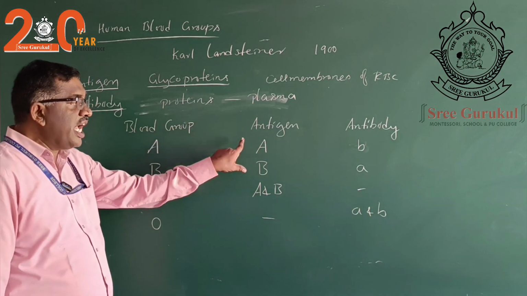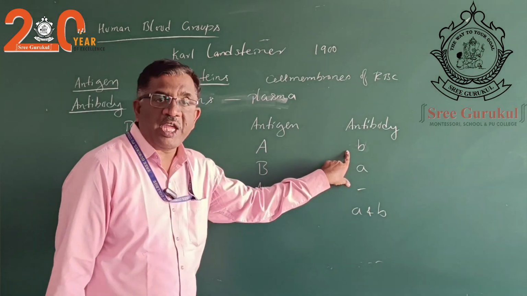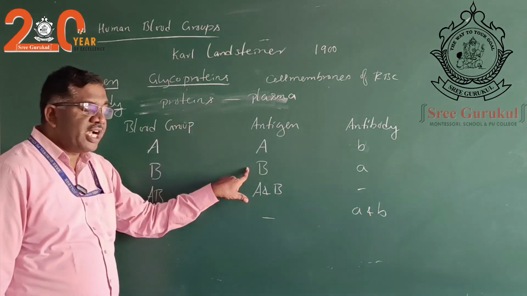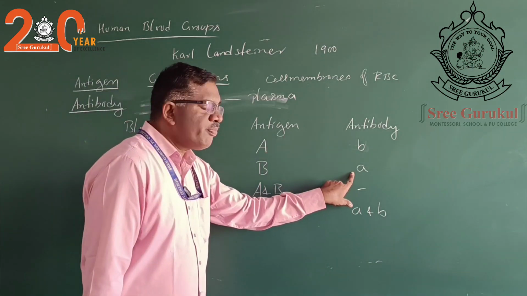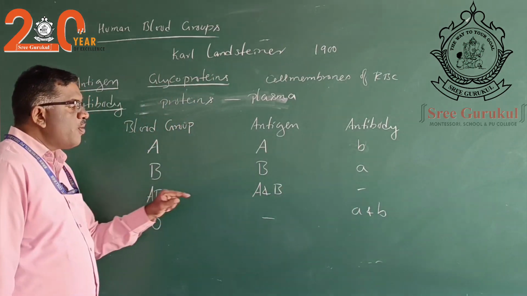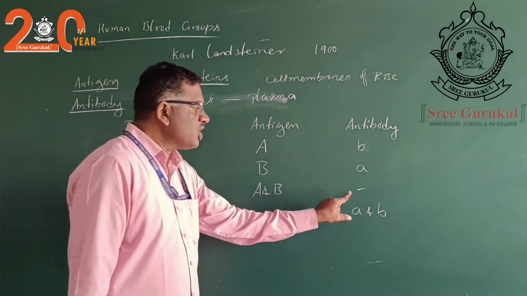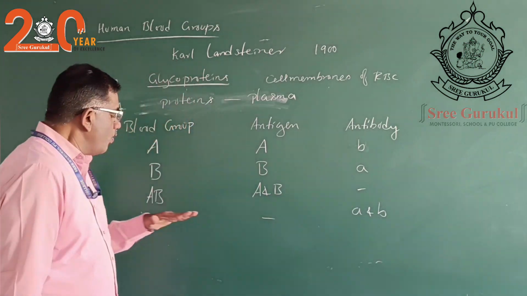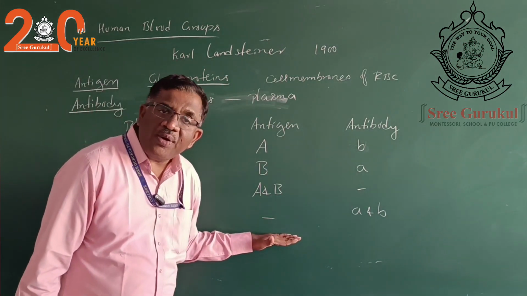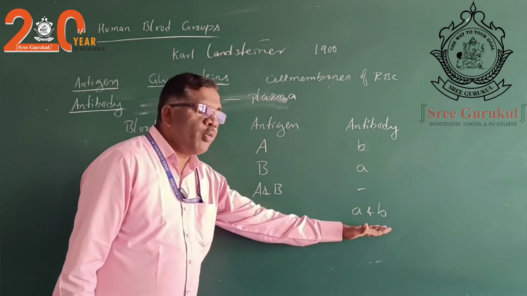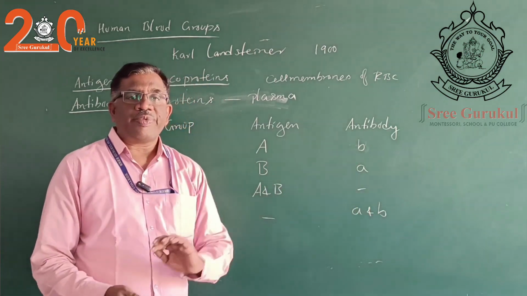To repeat: A blood group has A antigen and B antibody. B blood group has B antigen and A antibody. AB blood group has both antigens A and B, but does not have any antibody. O blood group does not have any antigen, but has both the antibodies A and B.